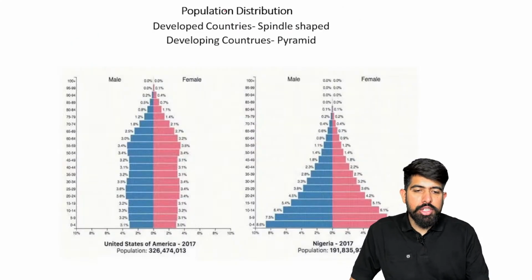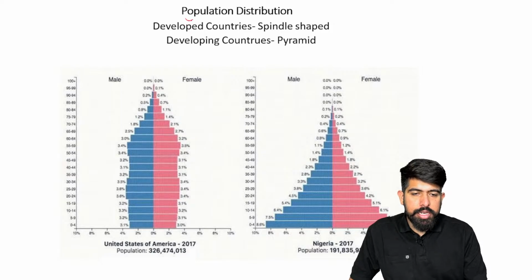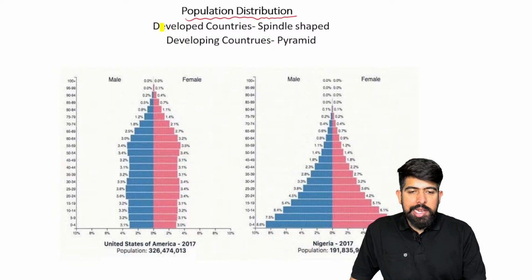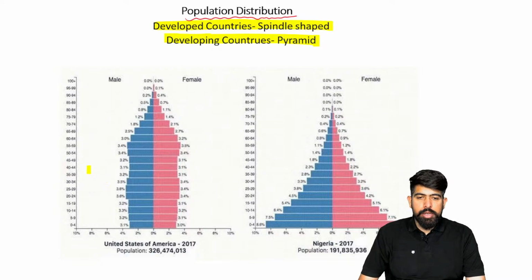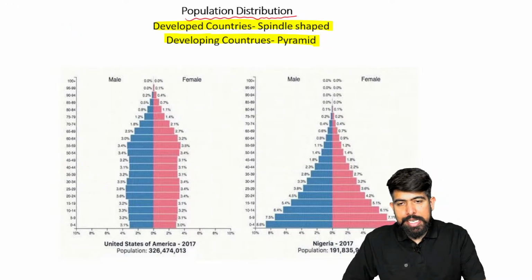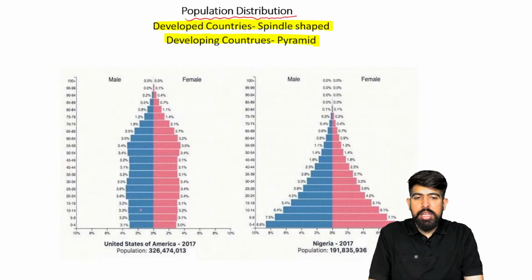Next we have the population distribution. Please remember two things. In the developed countries, we see the population distribution in a spindle shape, and in the developing countries we see it in a pyramid shape, like your USA is a developed country.